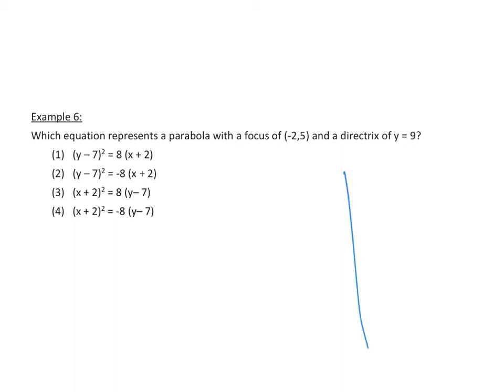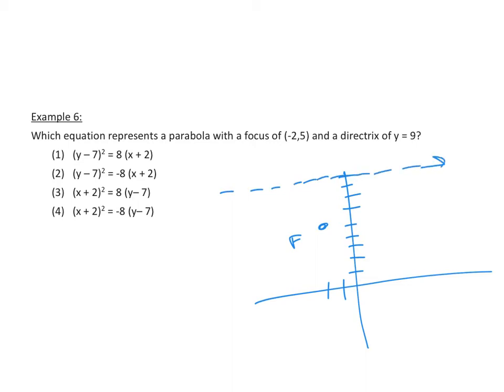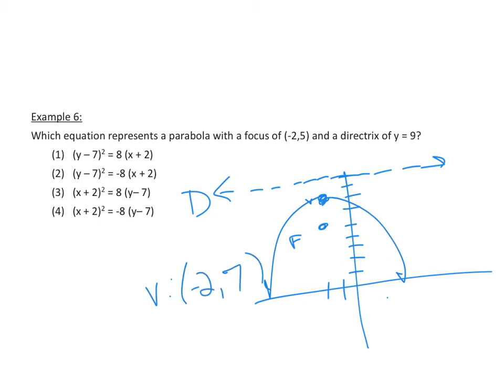Okay, so -2, 1, 2, 3, 4, 5 is here. There's your focus. And then y equals 9. So 1, 2, 3, 4, 5, 6, 7, 8, 9. There's your dotted line because it's y equals, it's horizontal. And then you're going to find how far the vertex is in between here. So it's going to open downward, okay, because the focus is below the directrix. And I see that I am 1, 2, 3, 4. So the vertex is going to be 2 away from here, so it'll be right about here. This vertex has the point of -2, 7, because we are going up 1, 2, 3, 4, 5, 6, 7.